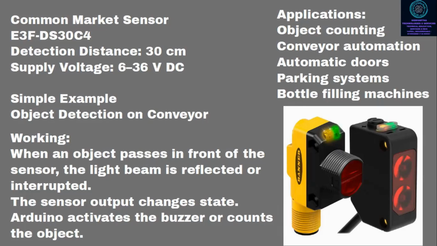When an object passes in front of the sensor, the light beam is reflected or interrupted, and the sensor output changes state. The Arduino activates the buzzer. This is if you're doing a project with the Arduino.